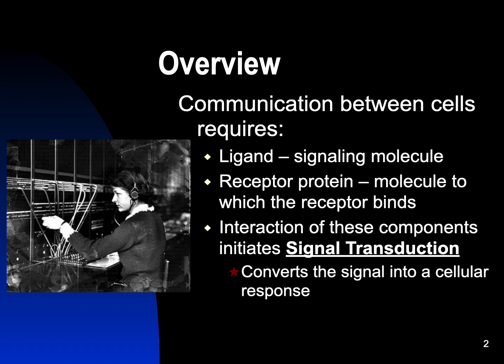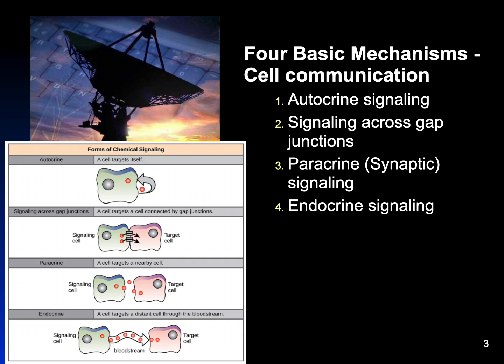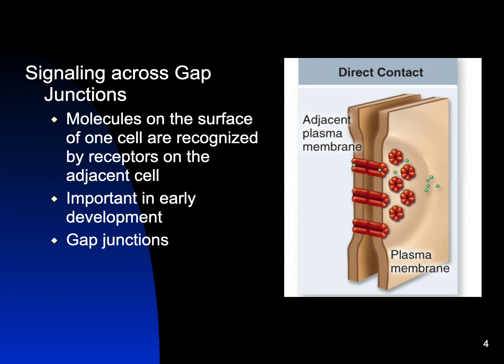So let's go over some basic mechanisms of cell-to-cell communication. There are different types of signaling here. Signaling can be autocrine, where a cell signals itself by releasing a molecule and then picking that molecule back up. Cells can also signal across to cells that they are directly attached to. That's gap junctions. And then we have paracrine, which is nearby, and endocrine, which is distant.